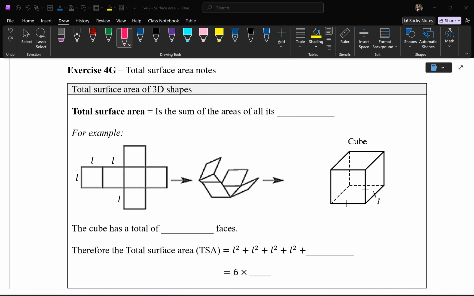Today's lesson, 4G, is a nice, quick, simple idea. Thank you. Please don't speak while I'm speaking. You're either taking notes or you're sitting there quietly.